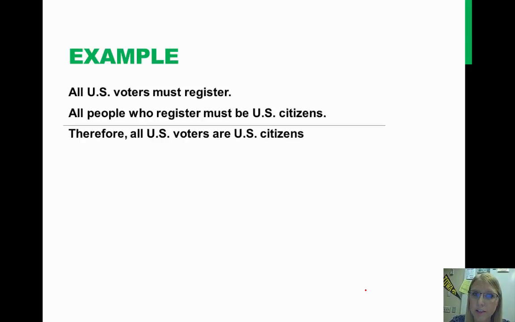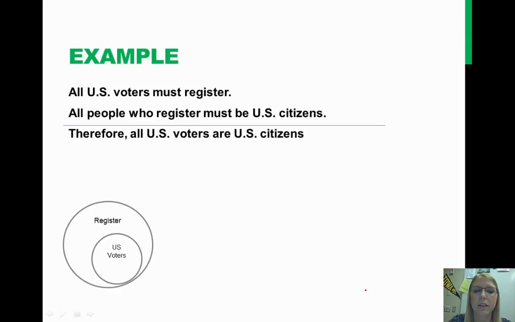Now let's look at another example. All U.S. voters must register. All people who register must be U.S. citizens. Therefore, all U.S. voters are U.S. citizens. So our first part is to write the Euler diagram for the first premise. U.S. voters are inside the register.